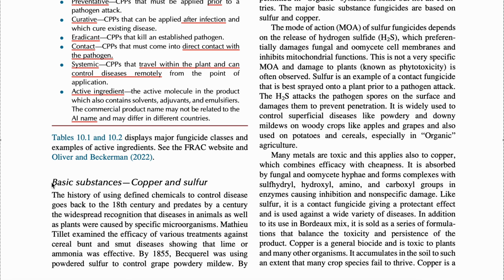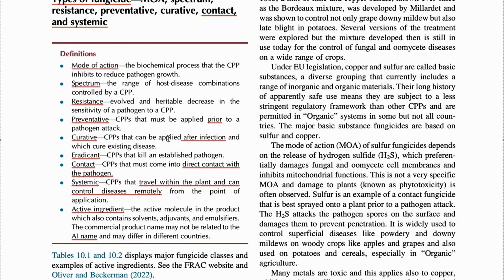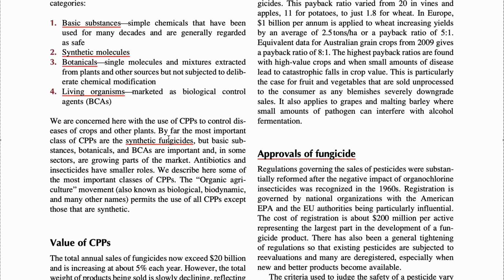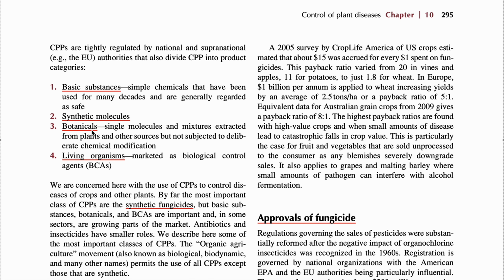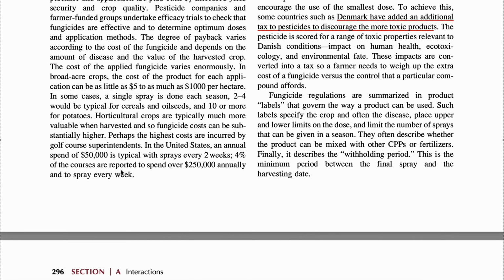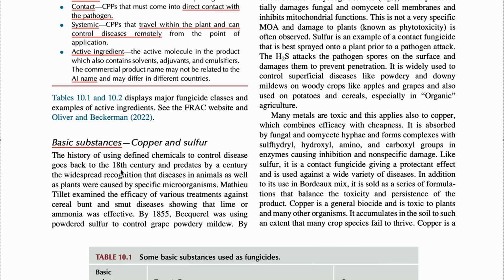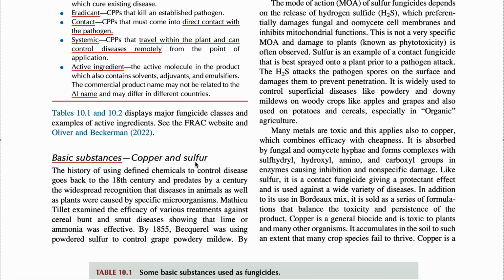Now we will see what the basic substances are. Some time ago we saw this differentiation, right? Basic substances, synthetic, botanicals and living organisms. So here we are starting with basic substances. The example I gave you was sulfur, as far as I remember. So the examples can be sulfur and copper as basic substances.